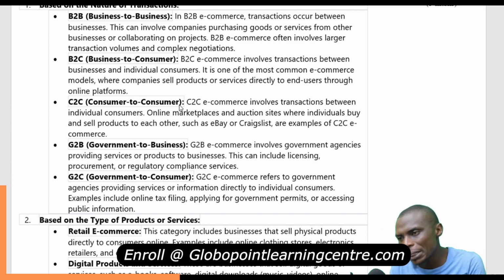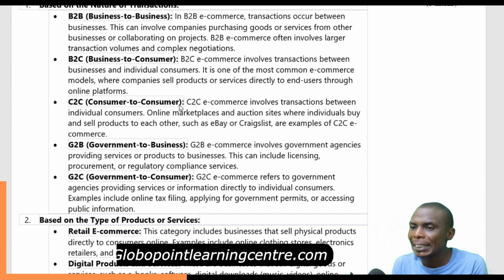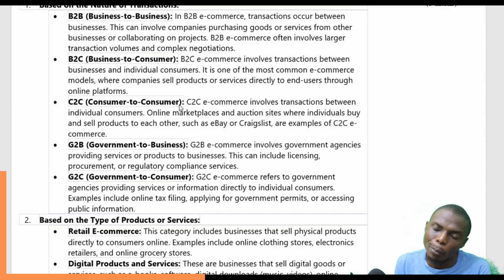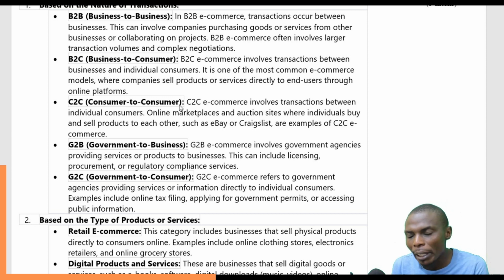Then we have government to business or G2B. So government to business involves government agencies providing services or products to businesses. It can include things like licensing, procurement, or regulatory compliance services. So it is the government itself providing services that are needed by the businesses to run. Maybe you need some license, maybe you need to file some tax. So those services are offered by these government agencies.